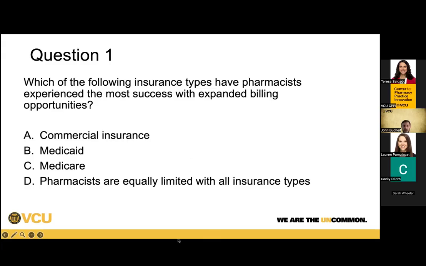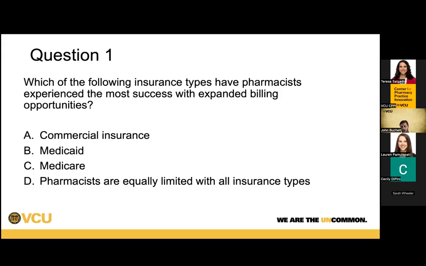All right, so I'm seeing a lot of answer choices for B, and I'd agree. By far, Medicaid has been a big area where pharmacists in most states that have some kind of legislation have some type of coverage for Medicaid within those 36 states. The second one I would say would be commercial insurance. And while with Medicare we have the ability to bill, it is at a very low level. So it's highly variable depending on your state.